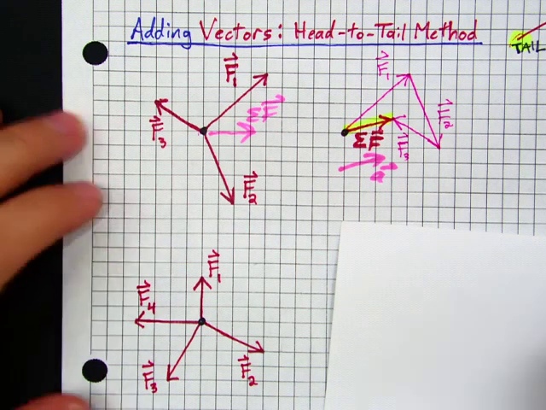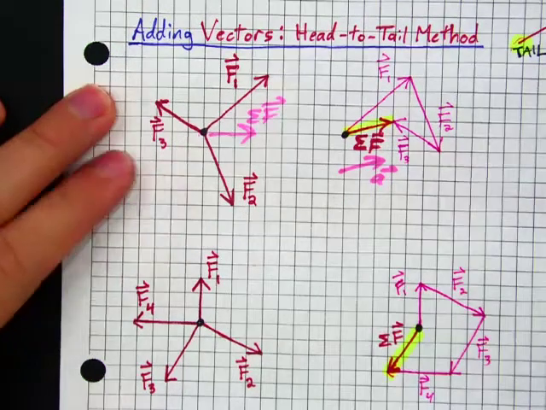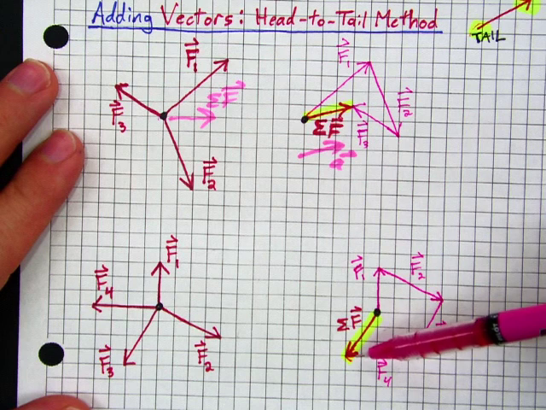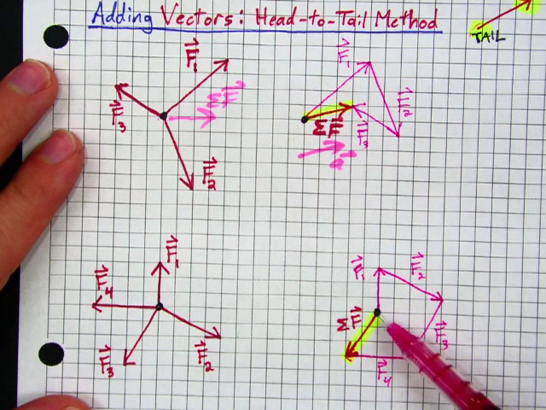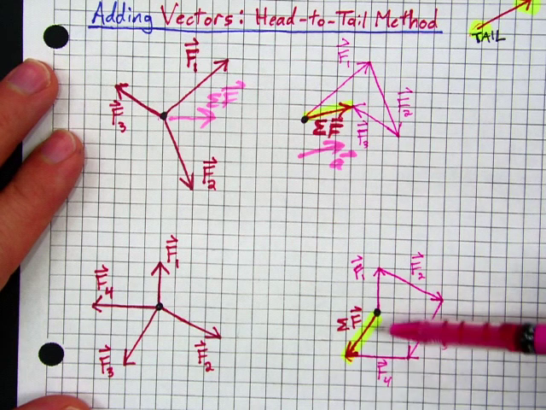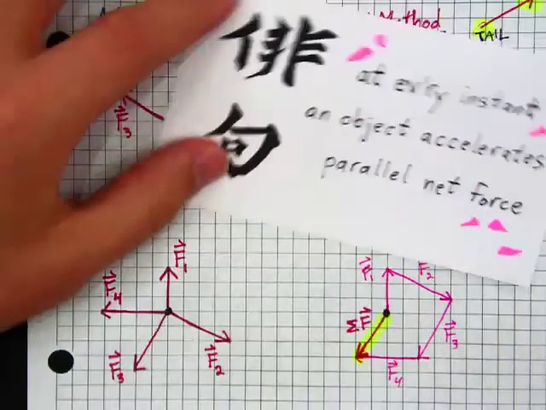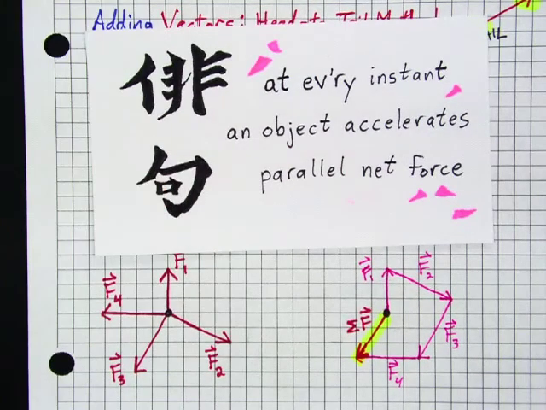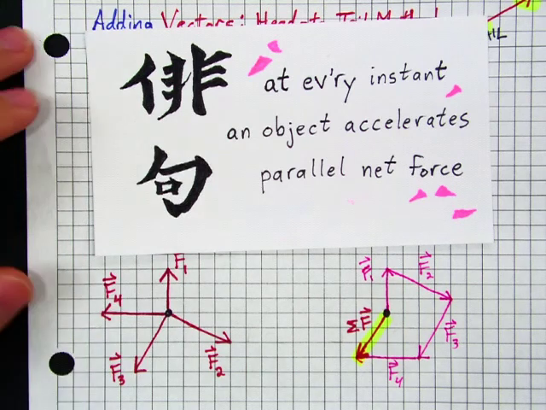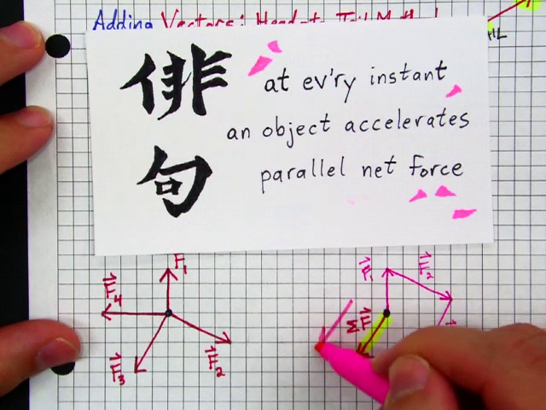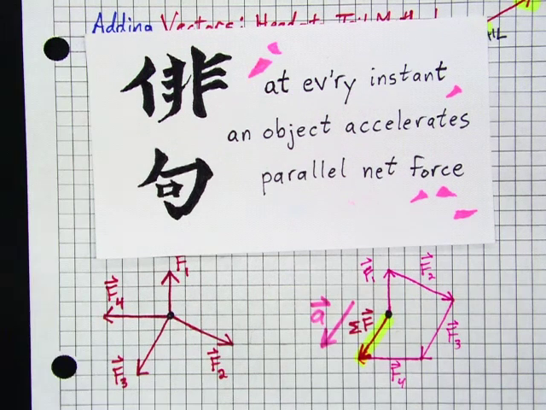Are you ready? Okay, here it is. I've got F1 added to F2, added F3, added F4. There's my chain. The result points from the very beginning to the very end. There's the net force pointing down and to the left. And of course, since at every instant an object accelerates parallel net force, that indicates that the acceleration of this object will also be in that direction, parallel to the net force at this instant.